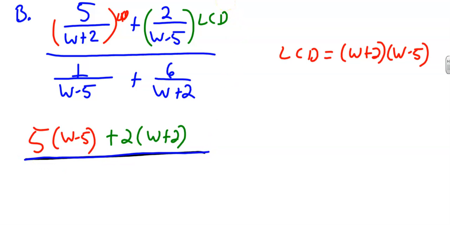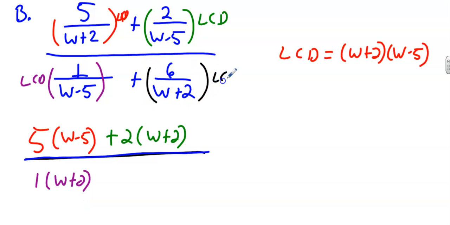Okay. On the bottom, if we multiply this one by the least common denominator, same thing, the w minus 5's would cancel. That leaves us with 1 times w plus 2. And for this one, we multiply by the least common denominator, the w plus 2's would cancel, and it leaves you with 6 and w minus 5. Okay, so if you want to do that, you can to maybe save a little bit of work, because, again, most of everything is going to cancel out. And then just go back and do distributive property.